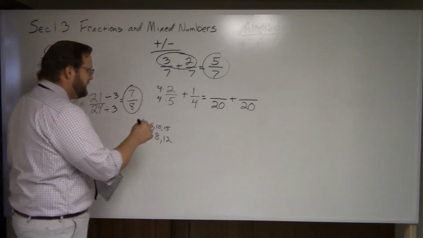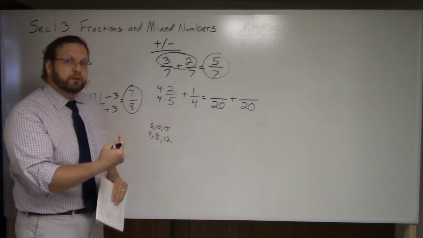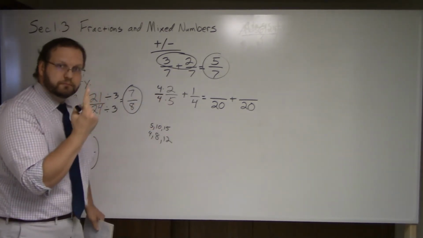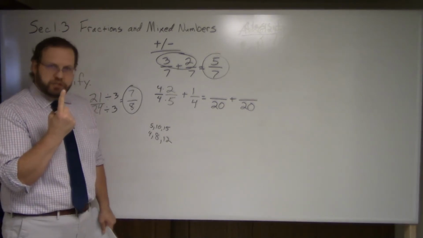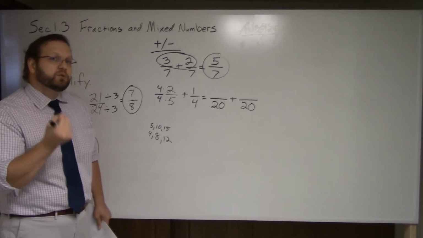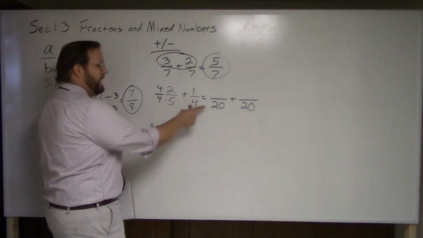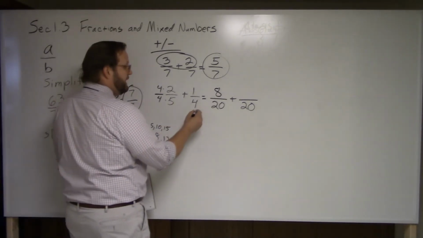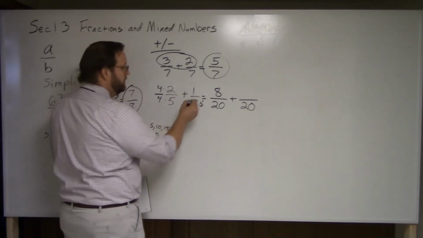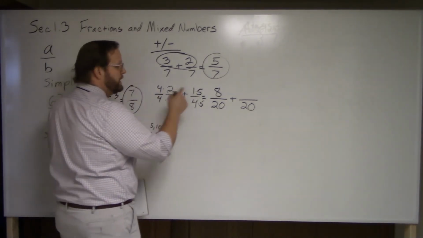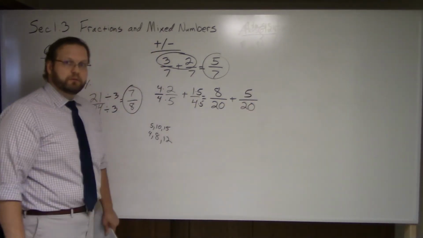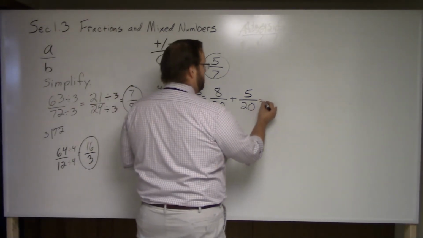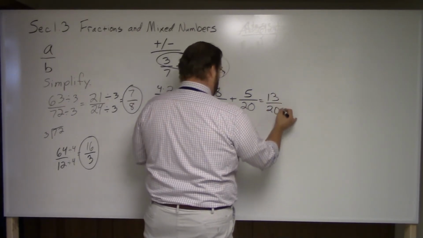Okay, so in this case, why are we doing 4 on top, 4 on the bottom? Because 4 over 4 is a 1. If I multiply by a 1, I don't change anything. I don't change value. Okay, so that's why that rule is in place. 4 times 5 gives you that 20. 4 times 2 gives you that 8. Do that to the top as well. 1 times 5 is a 5. And now 8 plus 5, they're both 20ths, is going to give you 13 over 20.